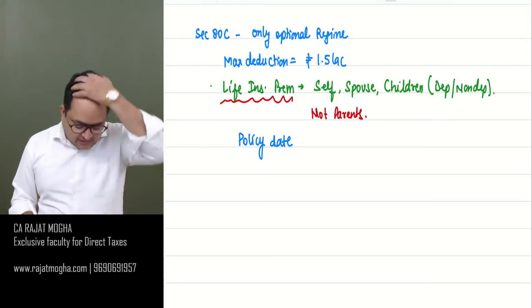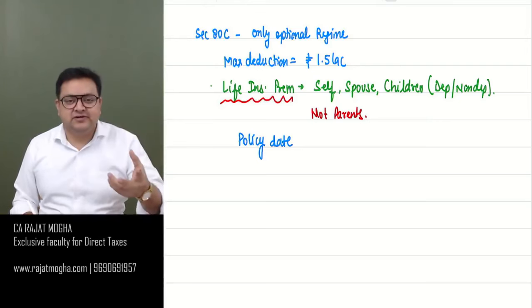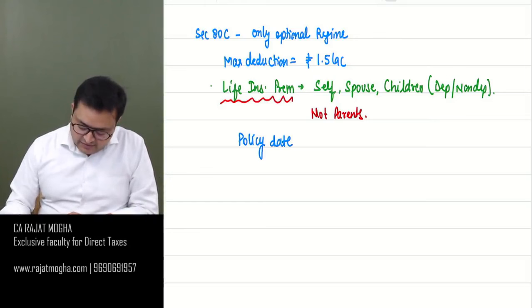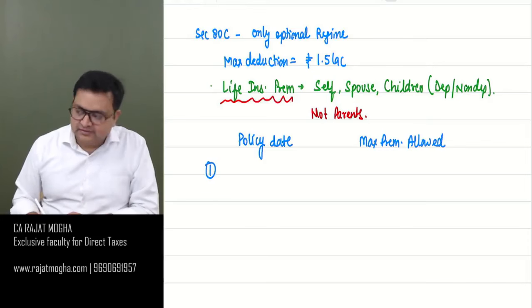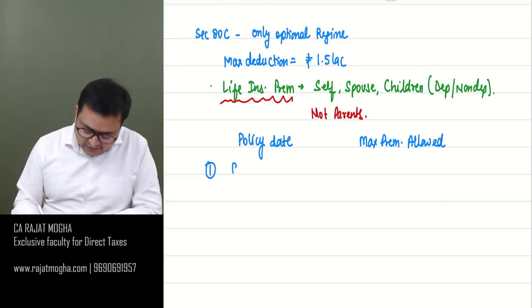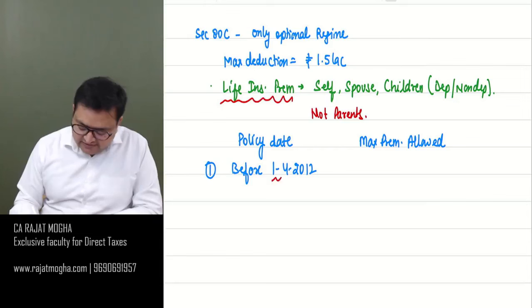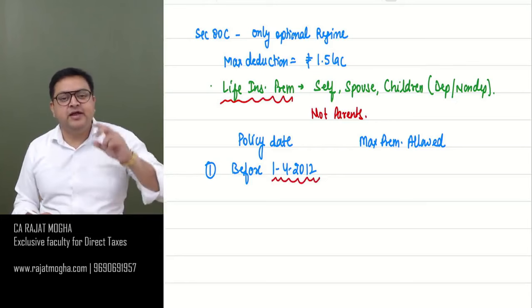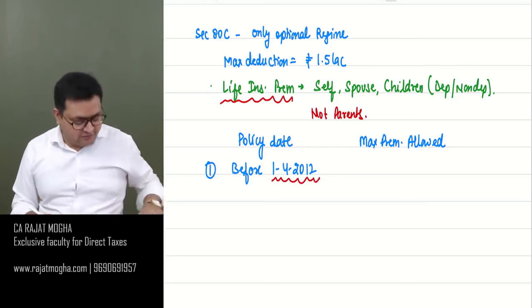Okay. Policy date means that when we have taken this policy for the first time. And how much is the maximum premium? So first, please remember this date. If we have taken this policy before 1/4/2012, guys, this date is very important. Just remember this date in case of LIC, life insurance premium. This date is very important, 1st April 2012.